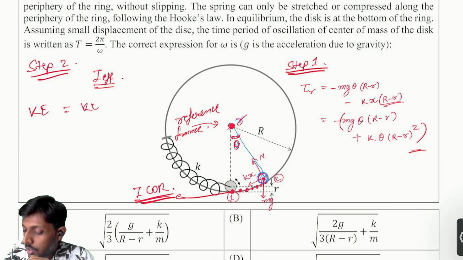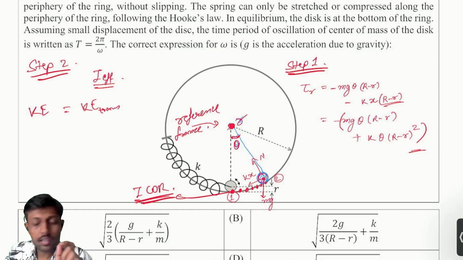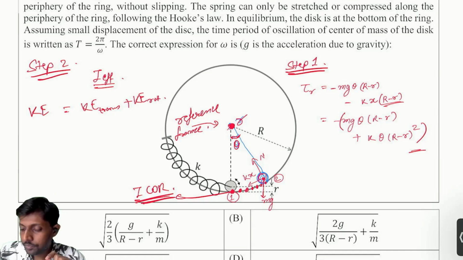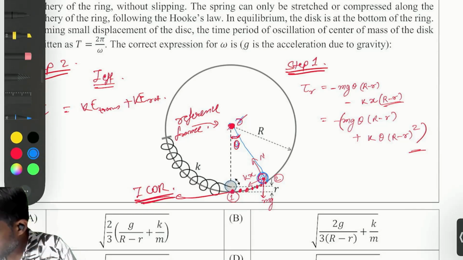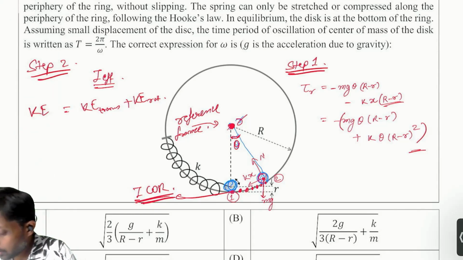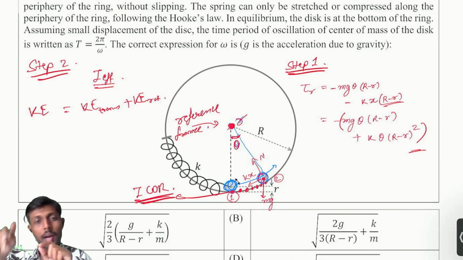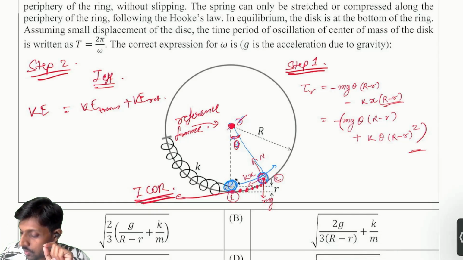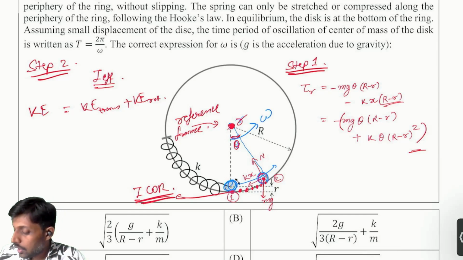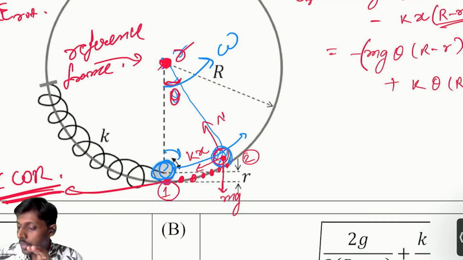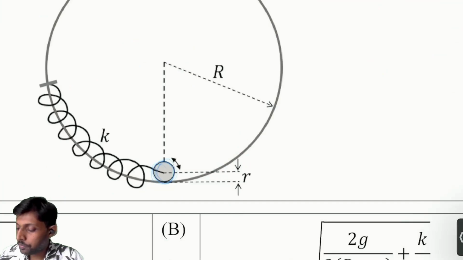This would be kinetic energy of translation of the disk plus kinetic energy of rotation of the disk. Notice one thing. This disk is translating along this path with a different omega than it is rotating about its center of mass. So this omega is different from this omega. Let me clean this up and emphasize this point once more.